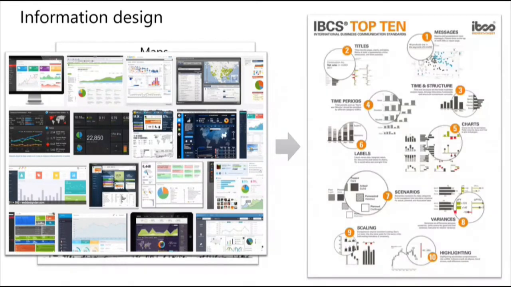So the IBCS standards tackle a lot of different topics on how to visualize the data, but most importantly, these are the top 10. So how to represent messages, titles, time structure, time periods, which charts to use in what situations, and then of course how to label efficiently so that you don't get lost in too many labels, or you don't get enough of the information with the labels.